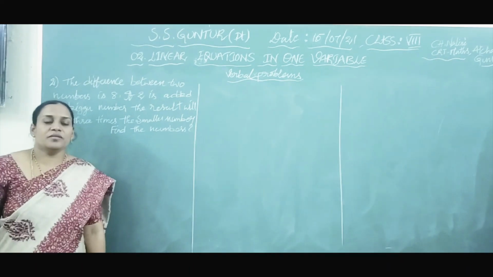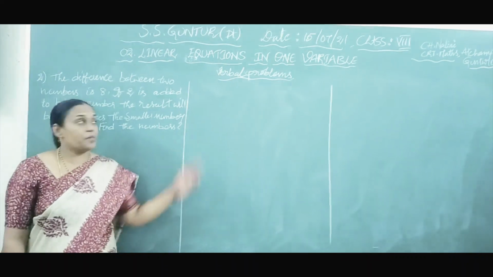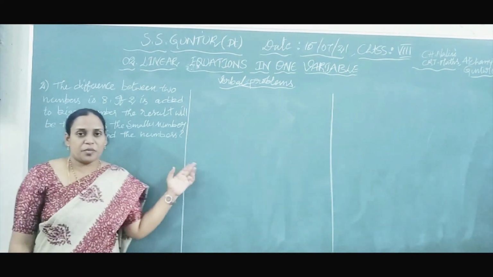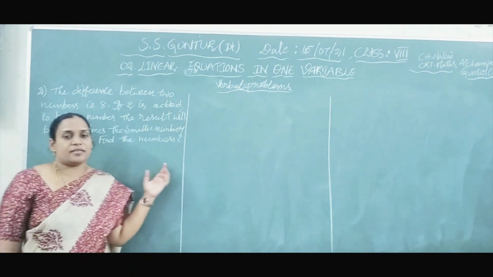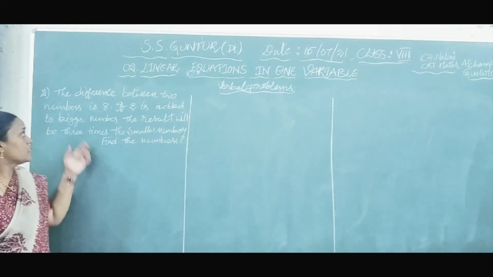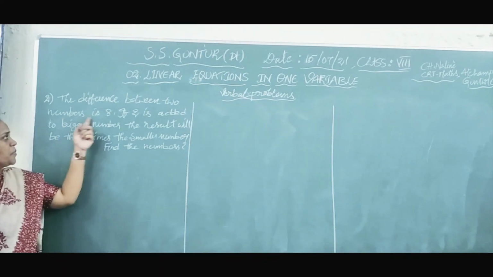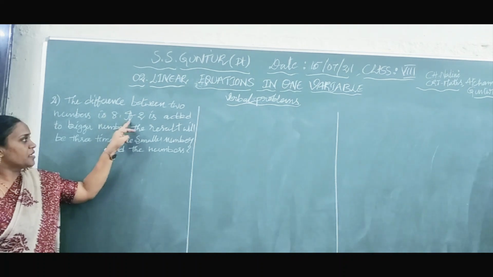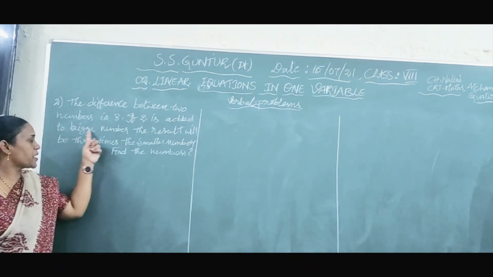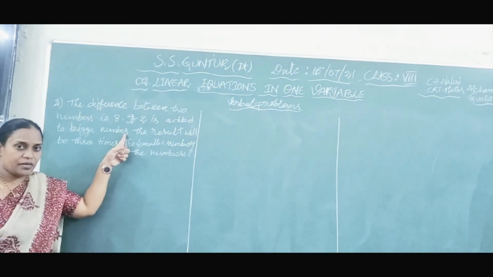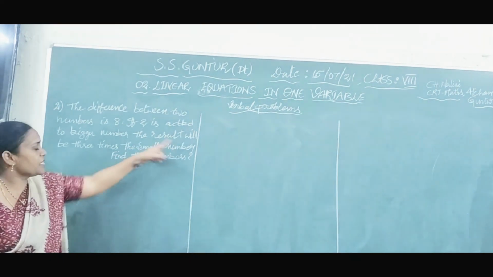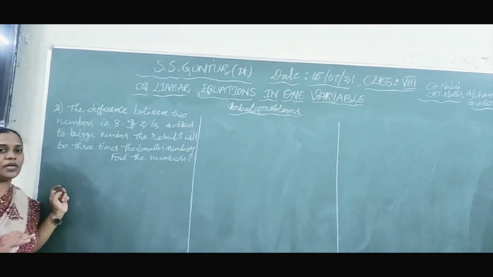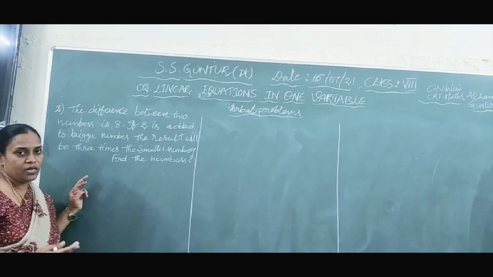Students, now in exercise 2.2 we have verbal problems. There are so many word problems in your exercise. Now see the second problem. The difference between two numbers is 8. If 2 is added to the bigger number, the result will be 3 times the smaller number.